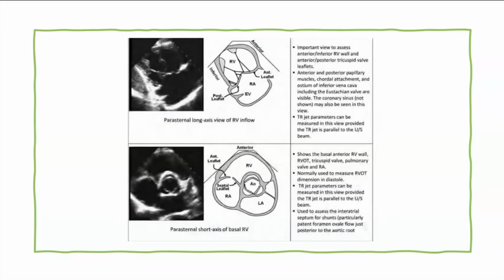Then if we look at the RV inflow view, obviously this is important for interrogating the tricuspid valve, but we can also assess the inferior and the anterior wall of the RV from this view. Again, the inferior wall of the RV is here, and the anterior wall is whatever we can capture up here. And then in the parasternal short axis of the basal RV, again, we can see the RV anterior wall, and we can see the RVOT in its proximal portion, and sometimes we can get a little bit of its distal segment here. We can see the pulmonary valve, tricuspid valve, usually the right atrium, and of course we can also interrogate the interatrial septum. So again, in this view, we could measure the anterior RVOT diameter.